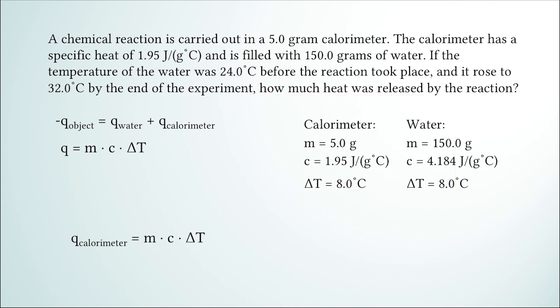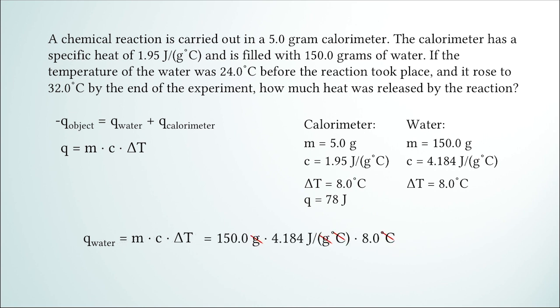Q equals m times C times delta T. Plugging in our values and canceling out like units, we get a Q for the calorimeter as 78 joules. Let's put that here. The heat gained by water will be calculated the same way. Plugging in our values and canceling units, we get a Q of water as 5.0 times 10 to the third joules. Let's put that here.